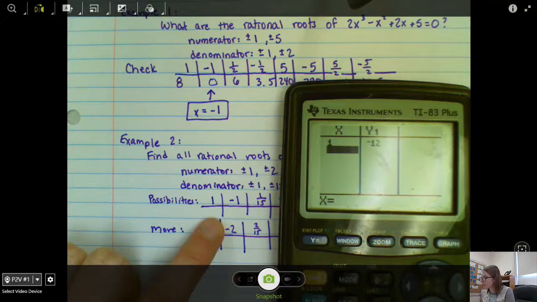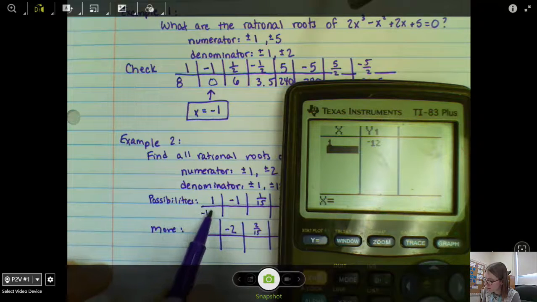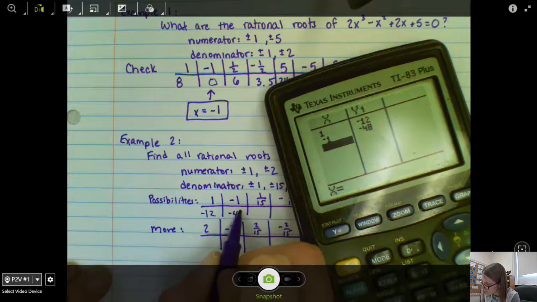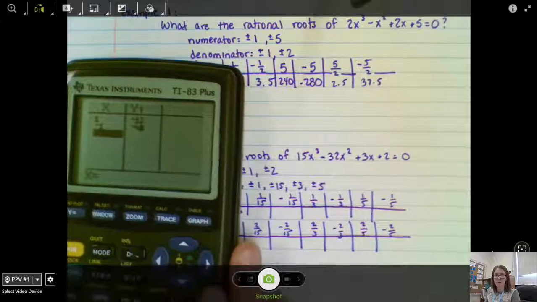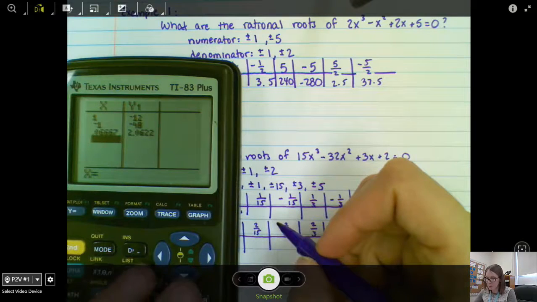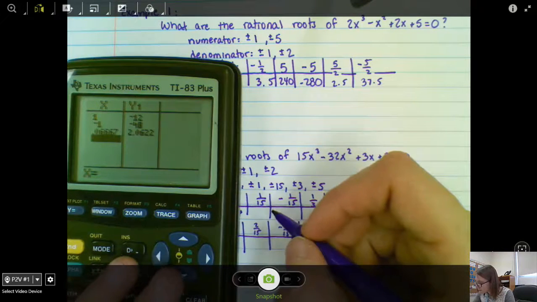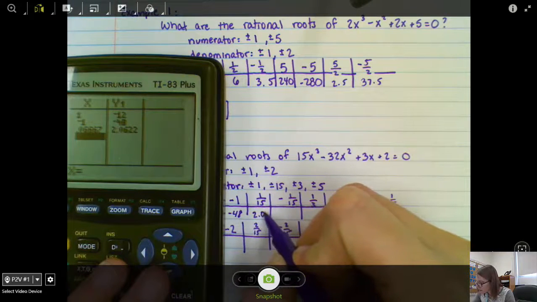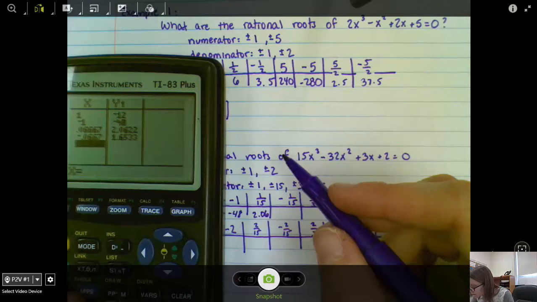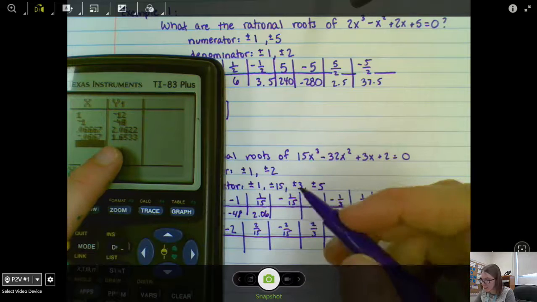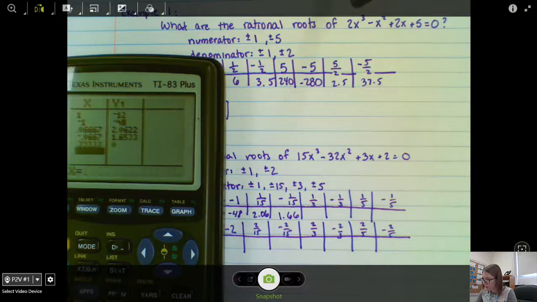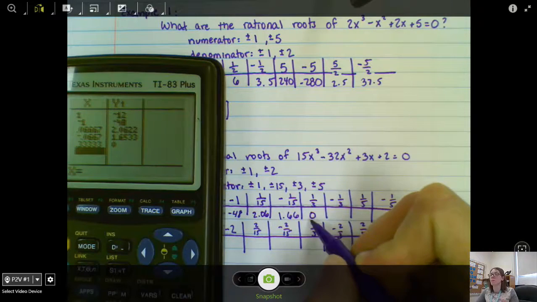Okay, let's start checking. If x is 1, y is negative 12. If x is negative 1, y is negative 48. If x is 1/15, we get 2 point something. I'm going to say 2.06. If it's negative 1/15, we get 1.66. One-third, we get 0. Oh, that's awesome. That's one of our roots.